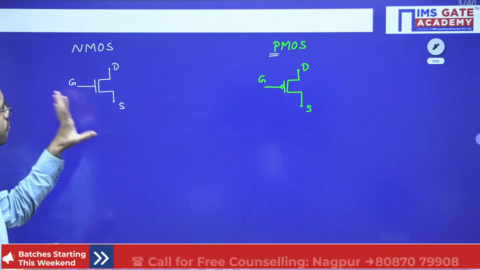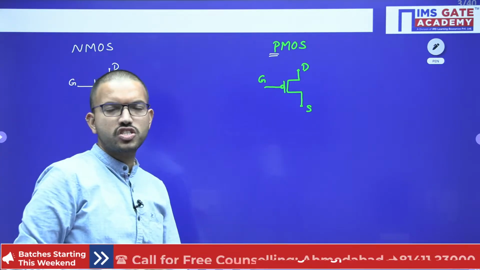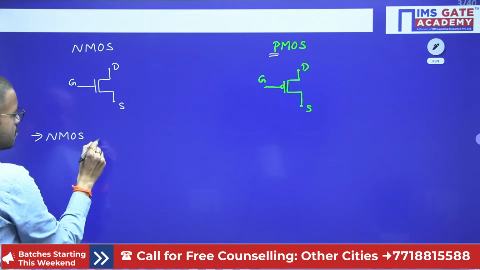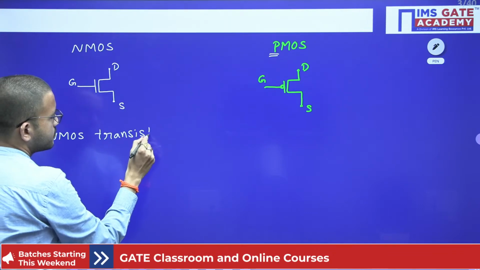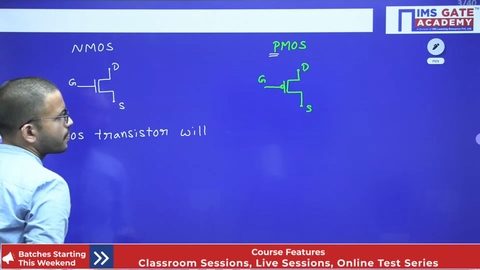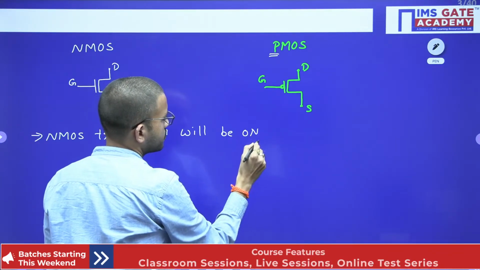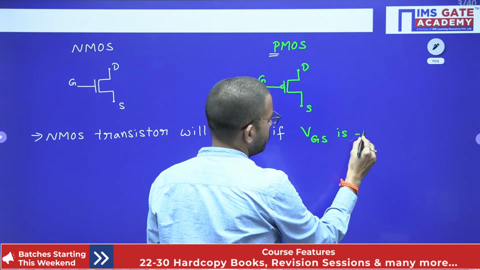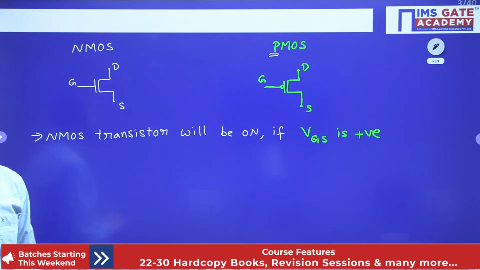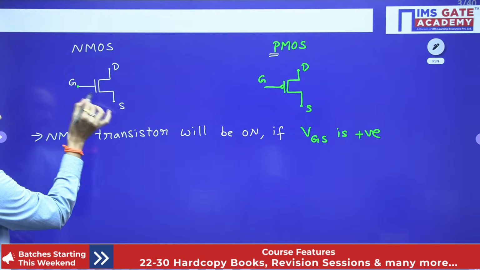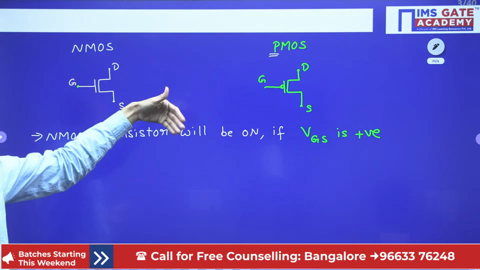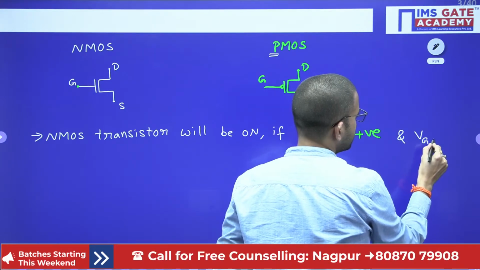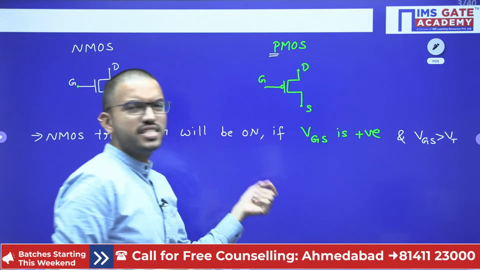So just note down in what condition the NMOS transistor will be on, and in what condition the PMOS transistor will be on. NMOS transistor will be on if VGS is positive. VGS means what? The voltage difference between gate and source. If the voltage difference between gate and source is positive, that means VGS is greater than 0, and VGS is greater than VT. VT is nothing but the threshold voltage or cut-in voltage.